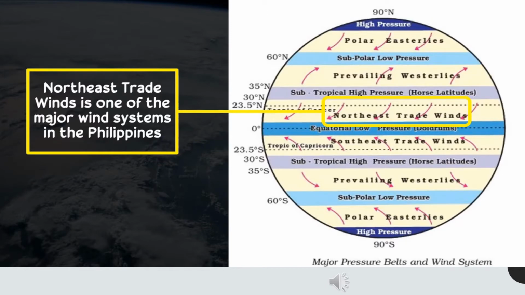Ano ang northeast trade winds? Trade winds are winds that blow east to west sa north o sa south part ng equator. Ang northeast trade winds ay trade winds that blow from the northeast. Kaya tinatawag silang northeast trade winds. These winds dominate most of the tropics and subtropics throughout the world.